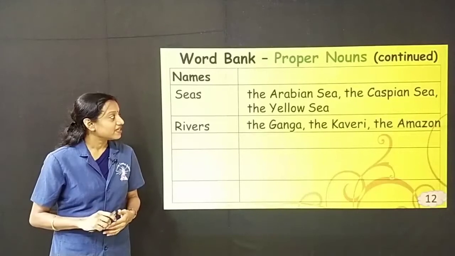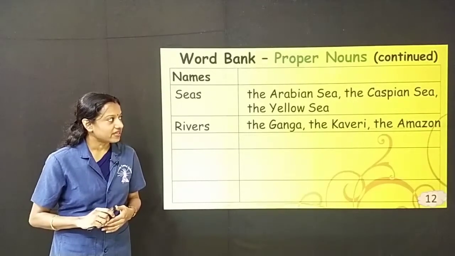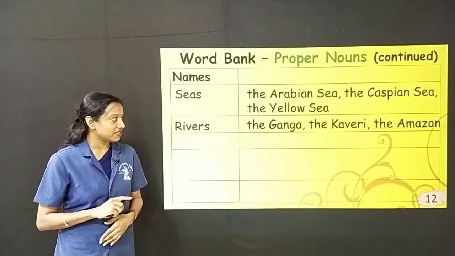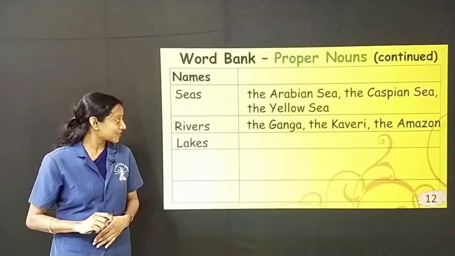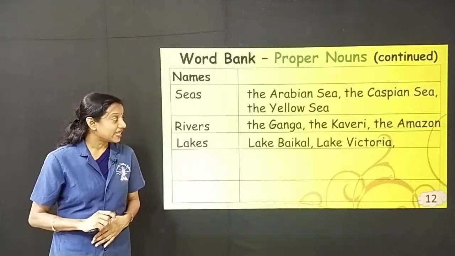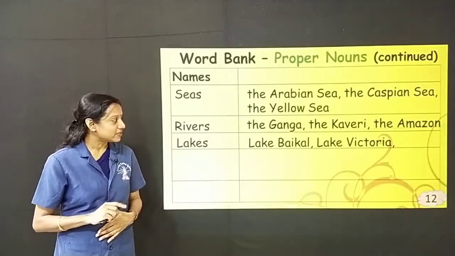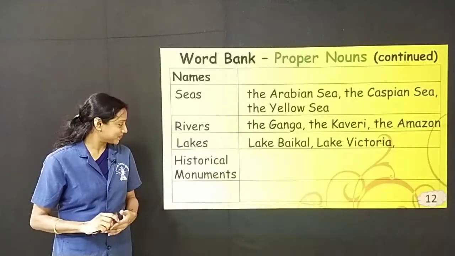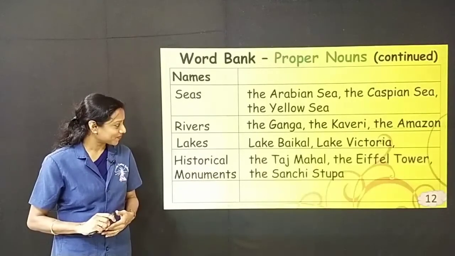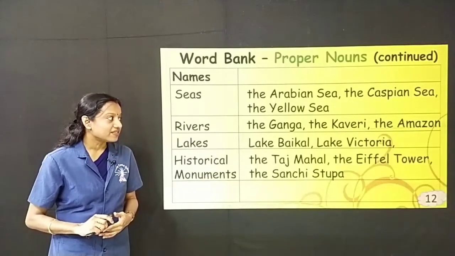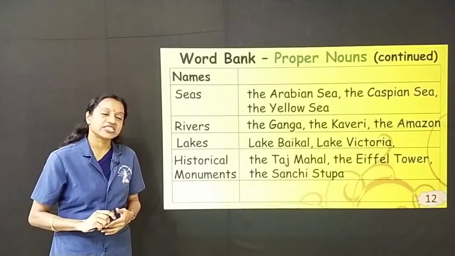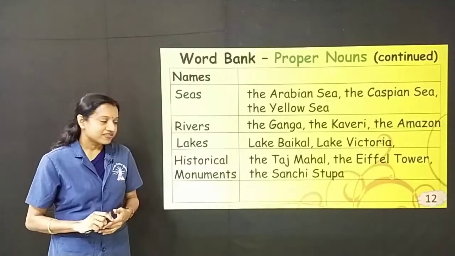Rivers, the Ganga, the Kaveri and the Amazon. So they begin with the capital letter. Lakes, Lake Baikal and Lake Victoria. The names of the lakes are in capital. Historical monuments, the Taj Mahal, the Eiffel Tower and the Sanchi Stupa. They begin with the capital letter.